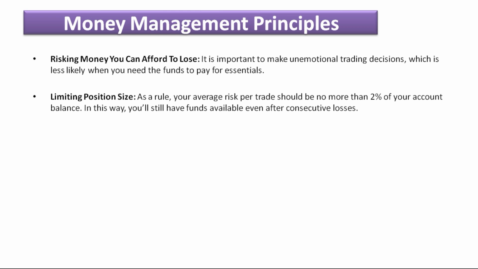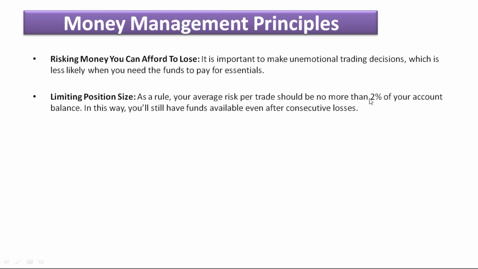So also, secondly, on money management principles, you have to find a way of limiting position size. How do you calculate your position? I will possibly be teaching this, how to calculate your position size, in this video. So as a rule, your average risk per trade should be no more than 2% of your account balance. In this way, you will still have funds available even after consecutive losses. This is how to protect your capital.